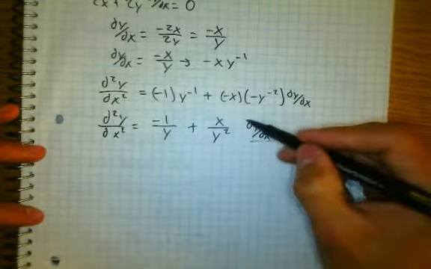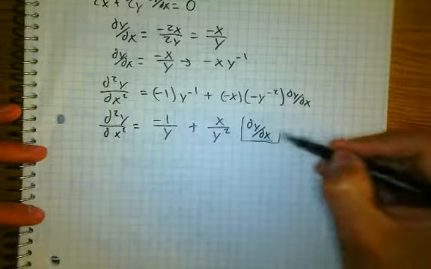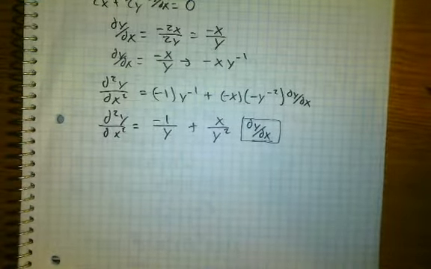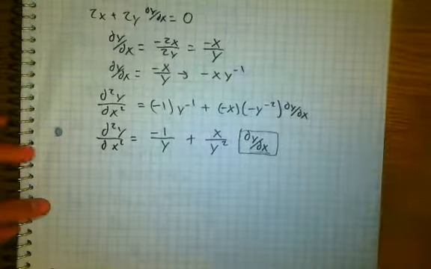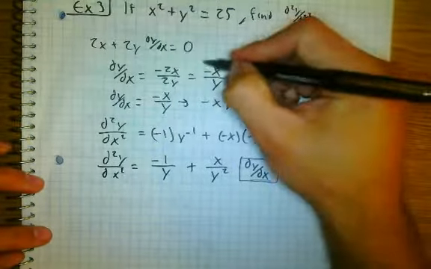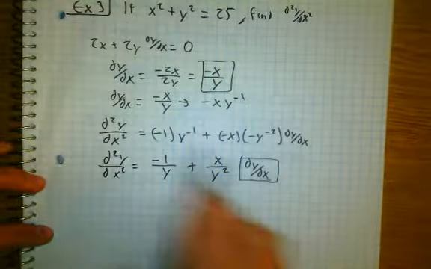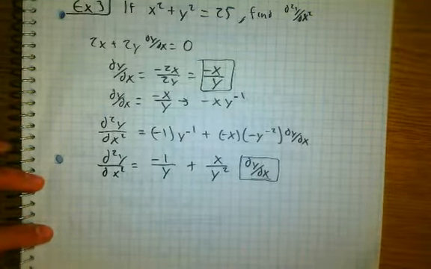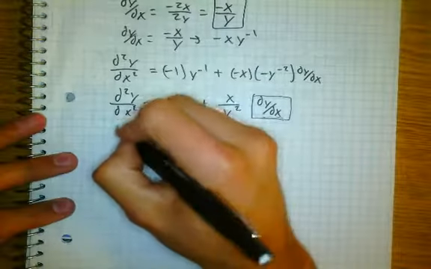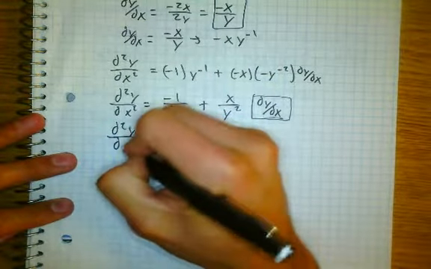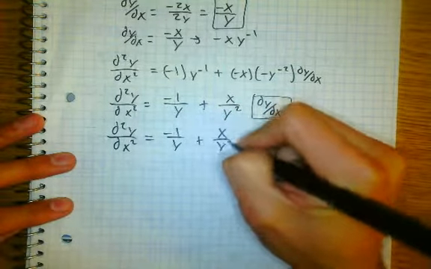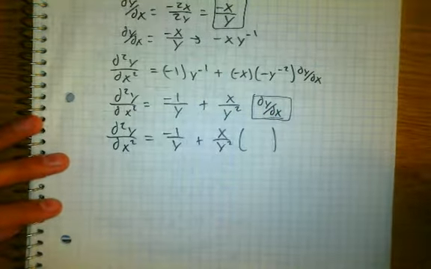Do you know what this is equal to? Yes, you plug it back in. What is dy/dx equal to? Negative x over y. You found it, it's right here. dy over dx is equal to negative x over y. So that means I have to go back and say the second derivative is equal to negative 1 over y plus x over y squared times what?